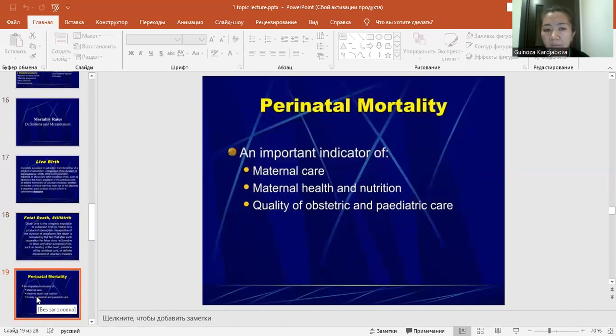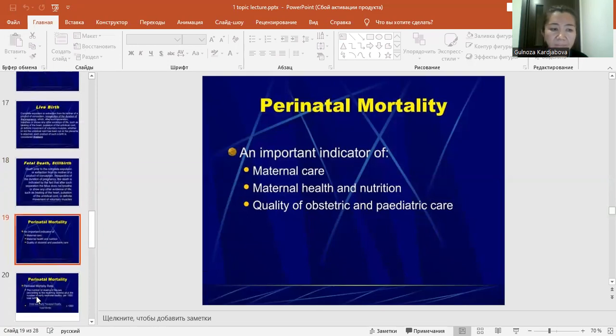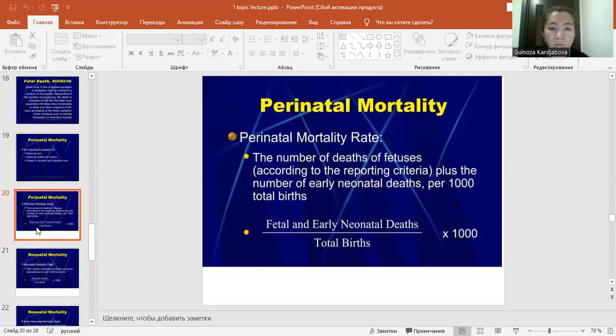Perinatal mortality. It is an important indicator of maternal care, maternal health and nutrition, quality of obstetric and pediatric care. So perinatal mortality, we will calculate the number of fetal deaths according to the reporting criteria plus the number of early neonatal deaths per 1,000 total births.